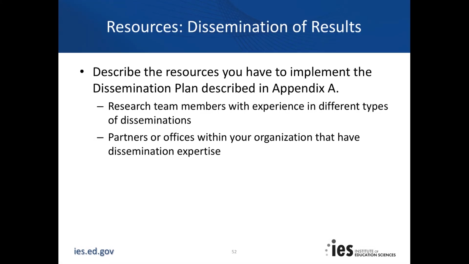In addition, you should describe the resources to implement the dissemination plan, which is in Appendix A. You may have members of your team with experience for different types of dissemination, and you may have specific partners or offices that are joined on to the project because of their dissemination expertise. Often universities may have a dissemination office, or research firms may have a dissemination office as well.